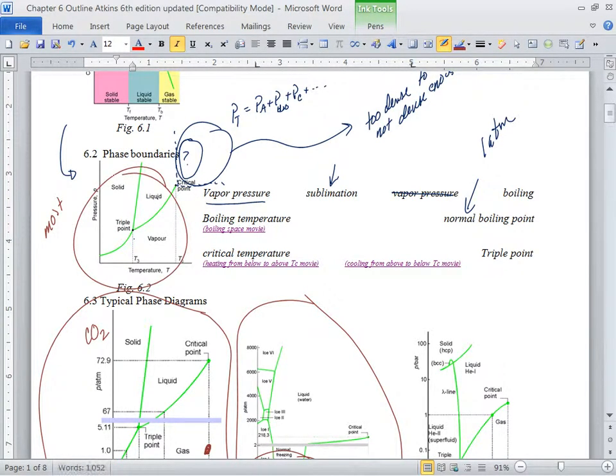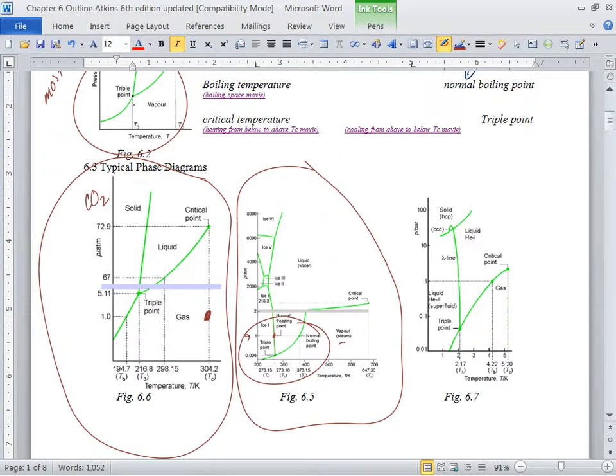Melting line. Solid to liquid line. It's the opposite direction, right? So as you crank up the pressure, the melting point goes down. Okay.